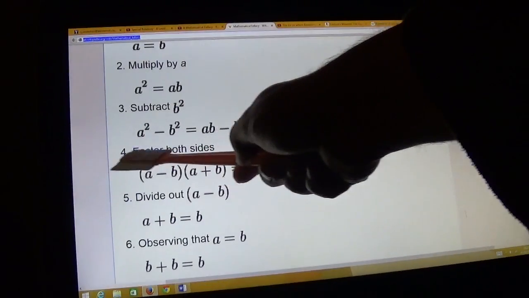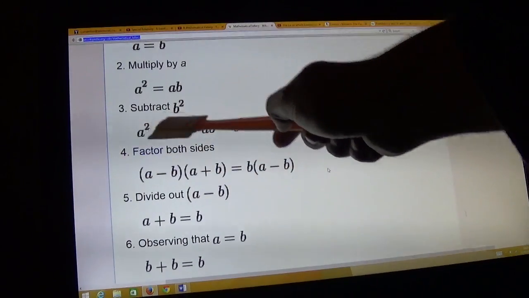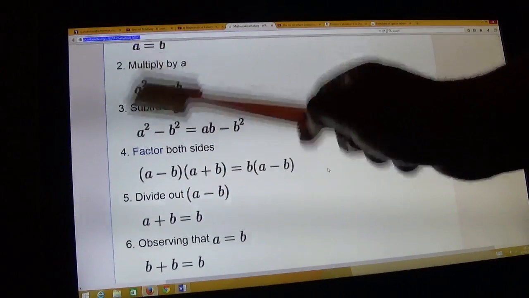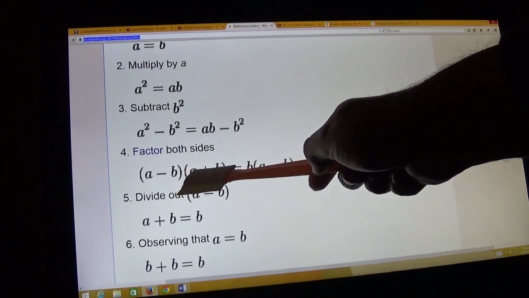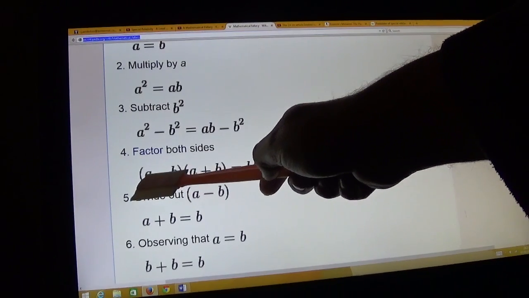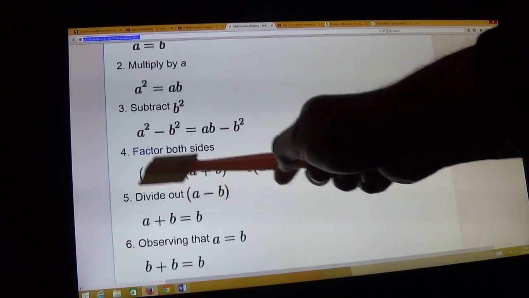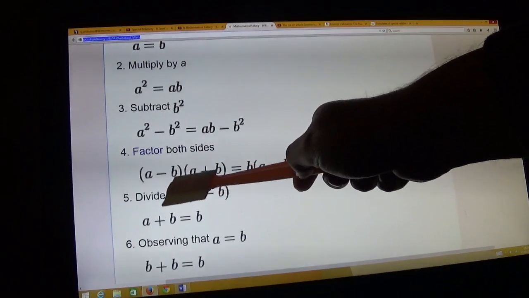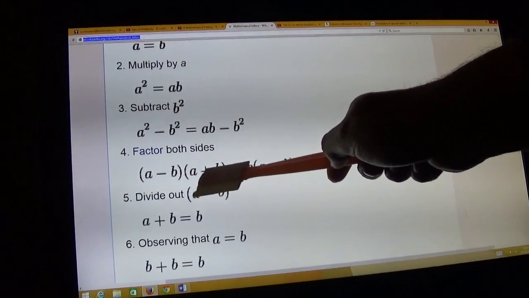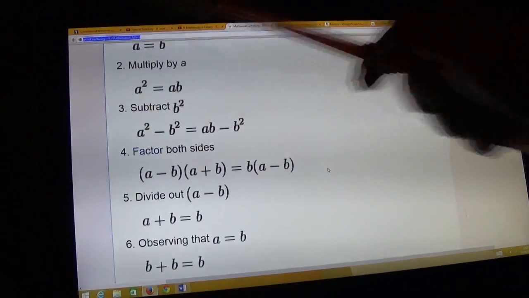And then next step is to factor both sides. And you factor both sides. That side is that: A times A squared minus B times A, and then add that to A times B, so that equals 0. Those two terms come to 0, and then in the final one, minus B times B gives you minus B squared. So that is factored.